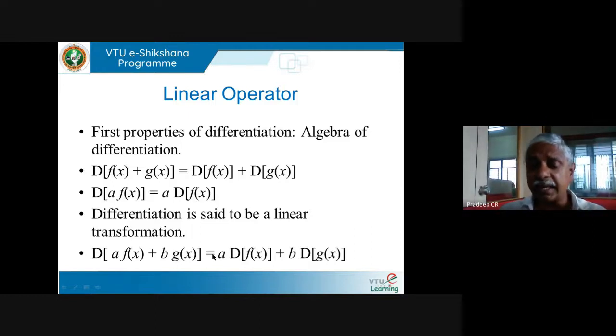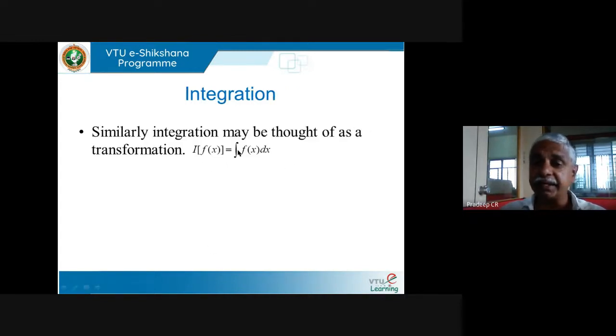Have I seen anyone other than D which has the same property? Yes, we have seen. Integration may also be thought of as a transformation. For example, I of f of x is the integral of f of x. If f of x is x square, then I of f of x is x cubed by 3. We know the integral of x square is x cubed by 3. Also, the integral of sine x is minus cos x. You give me a function, I operate I on that function, and I get a new function. So I is also to be thought of as a transformation.